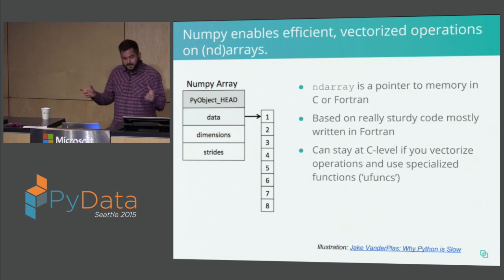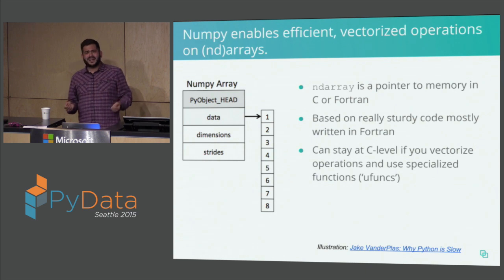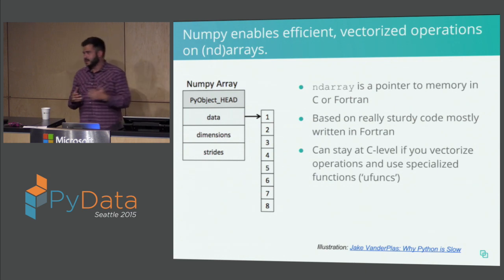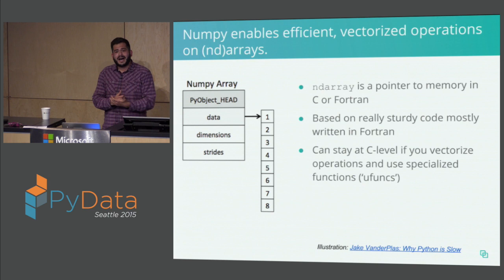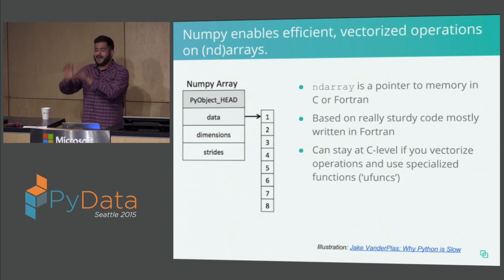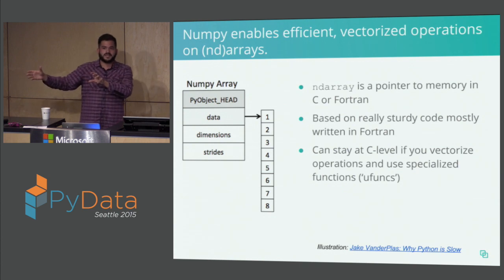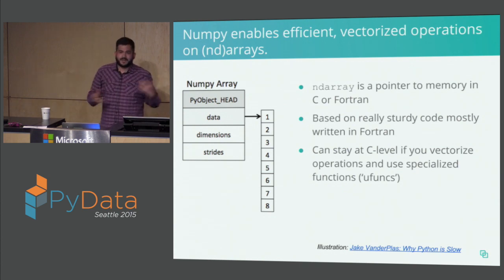So it's a pointer to memory in Fortran. There's a lot of scientific code that was written a long time ago in Fortran, like BLAS and LAPACK, and I think ATLAS, that are really sturdy. It's written very well, it's well optimized, and so NumPy lets you pass in these arrays to those kinds of functions to get those performance optimizations while still being able to write Python code.